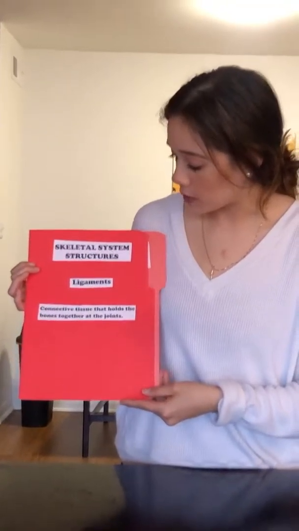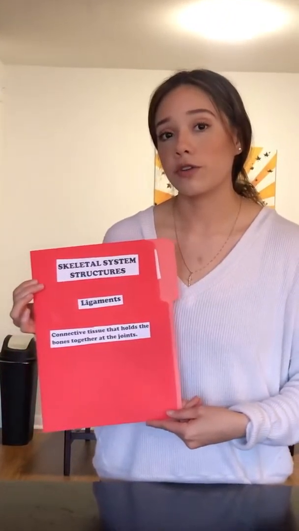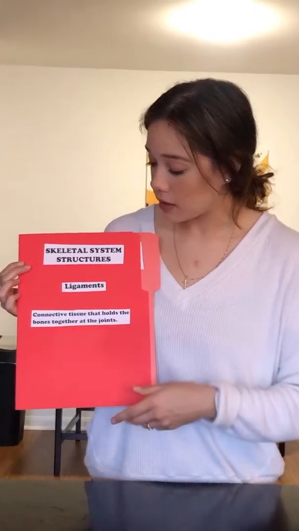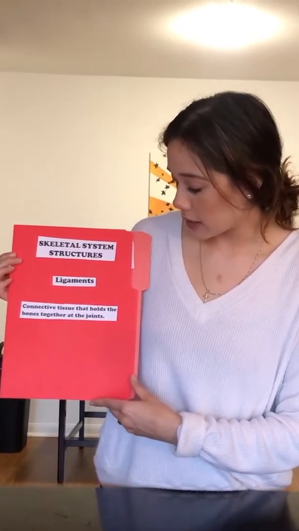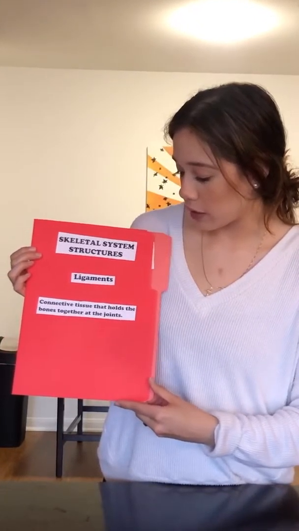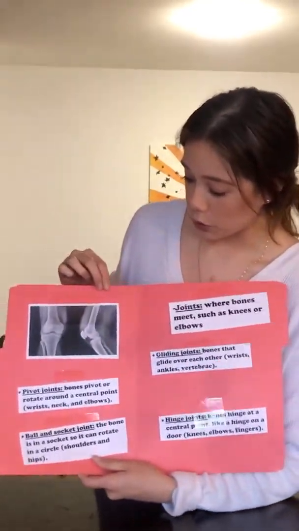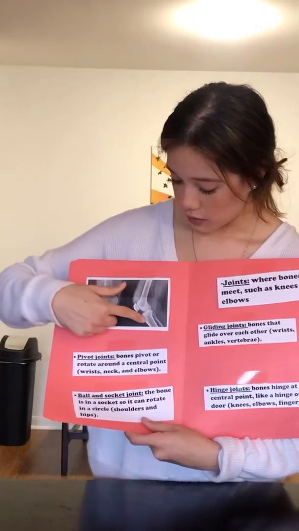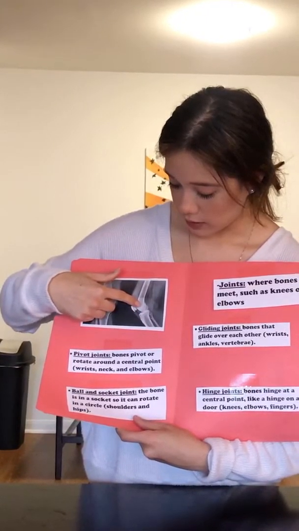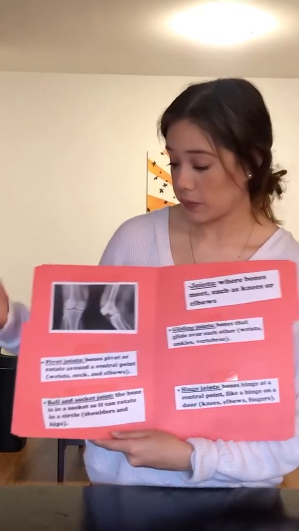So we're going to move on to our next folder. It's continuing on our structures of the skeletal system. What you're going to find next is called our ligaments. Here it's going to be our connective tissues that hold the bones together at the joints. So here we have a picture of our joints. Here you see this is one joint and here is another joint, and in between is what our ligaments are.